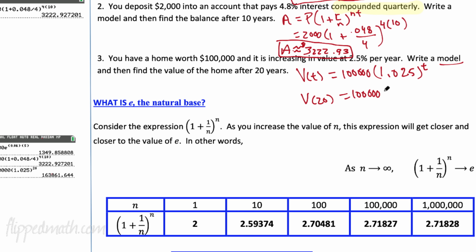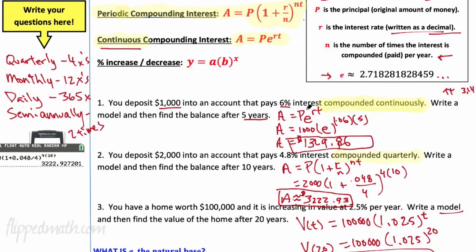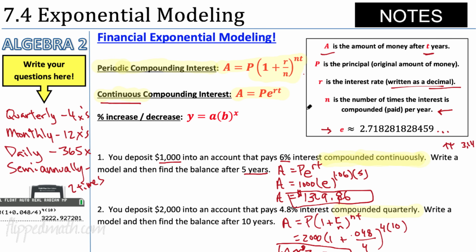So 100,000. Let's put this all in the calculator and figure this out here. Easy. By the way, I already had it down here. That's sneaky. So this $100,000 house after 20 years, V of 20, is going to equal $163,861.64, approximately. Add a dollar sign to make everybody happy, and we'll circle it. So that's how we use our three financial equations here to help us out.